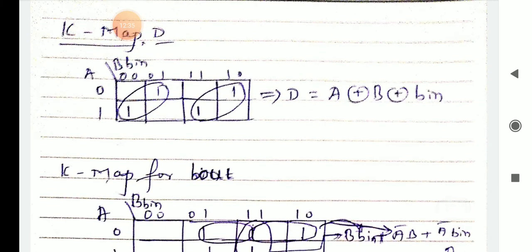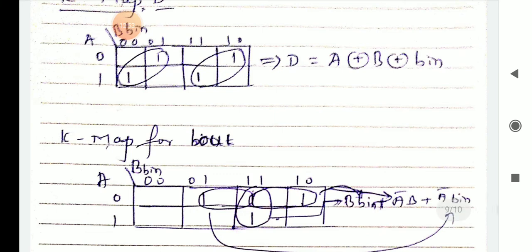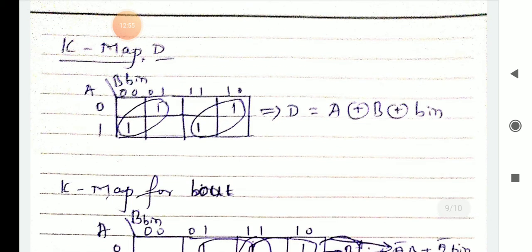You are putting 1 there. So there is no combination of 2 or 3 or 4 ones. You only have to do the combination diagonally. Once the diagonal comes, you have to do the XOR operation. Difference is equal to A XOR B XOR Bin. So that is the output equation from the Karnaugh map for difference.